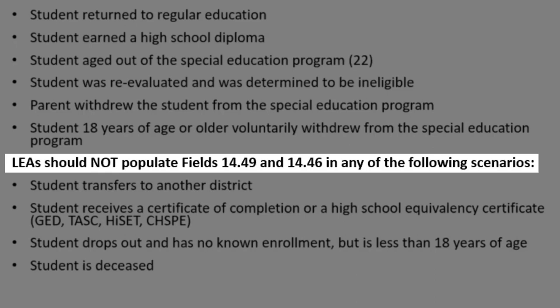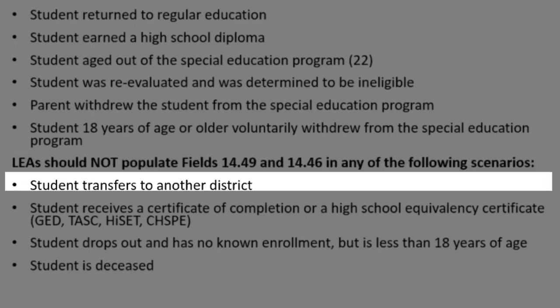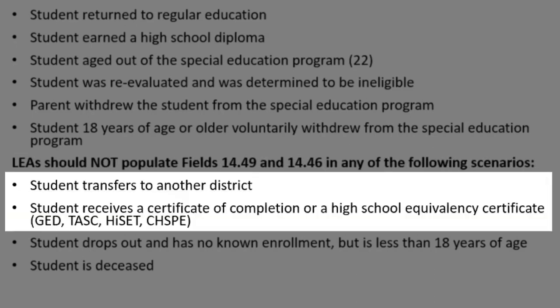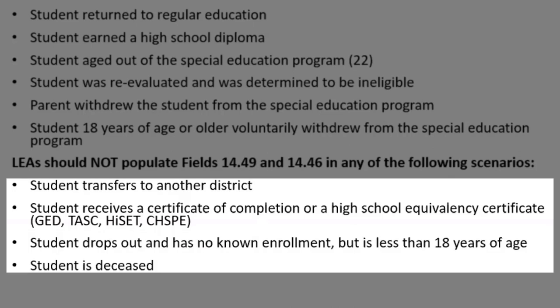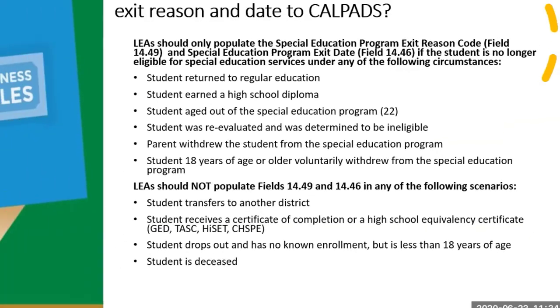You should not populate the exit information, the exit reason, the exit date for the special education program if any of the following scenarios are relevant. If the student transfers to another district, if a student receives a certificate of completion or high school equivalency certificate, a student drops out and has no known enrollment but is less than 18 years old, or the student has deceased.